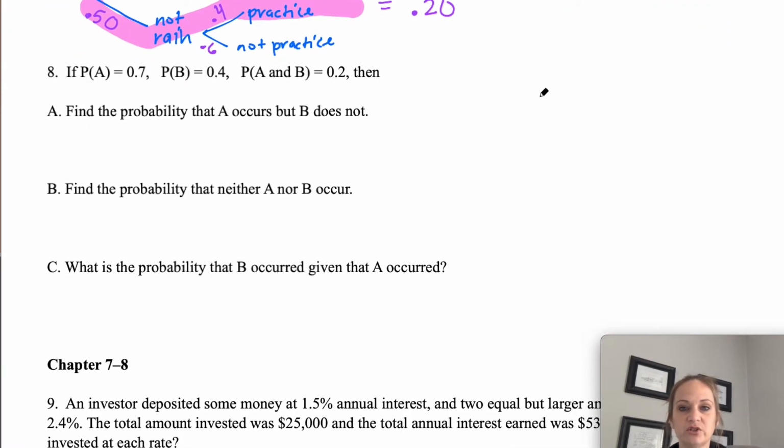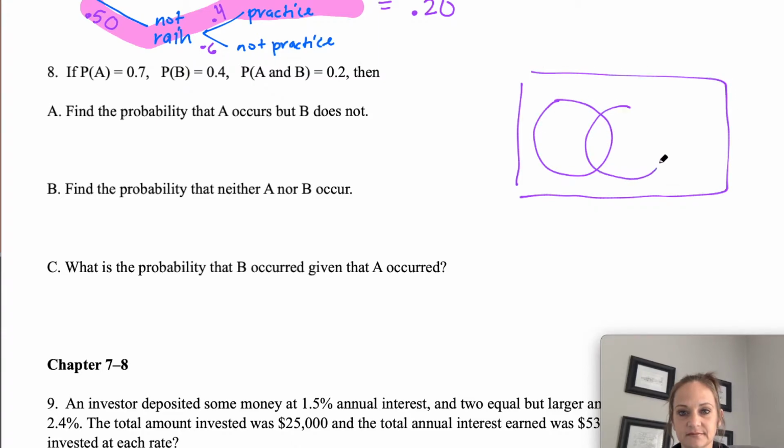Number 8, I'm going to do another Venn diagram. So you have A probability, you have B probability. The probability of both of them is 0.2. The probability of A is 0.7, but if I have already used 0.2 in the middle, that means 0.5 is going to be left in A alone. And then probability for B is 0.4, but again, if 0.2 is already used, that means there's only another 0.2 chance of it being B alone. And then the probability of neither is you add these together and subtract from 100%, and you will get 0.1.